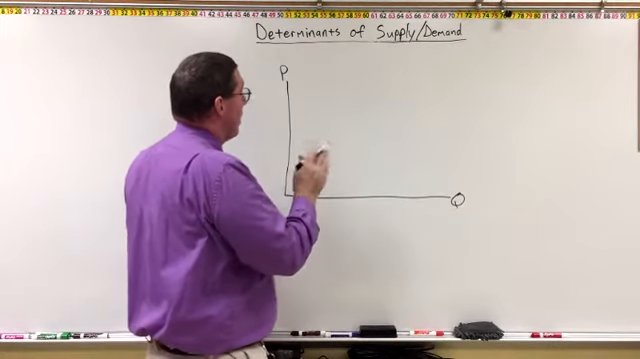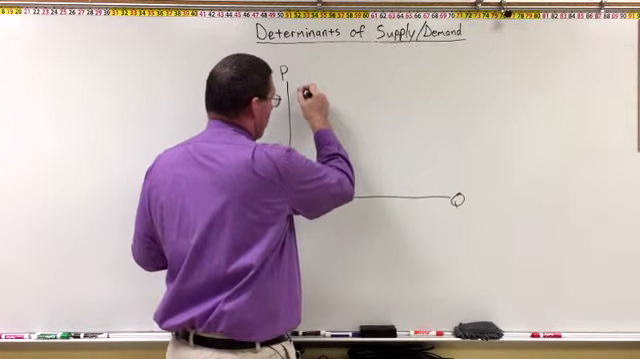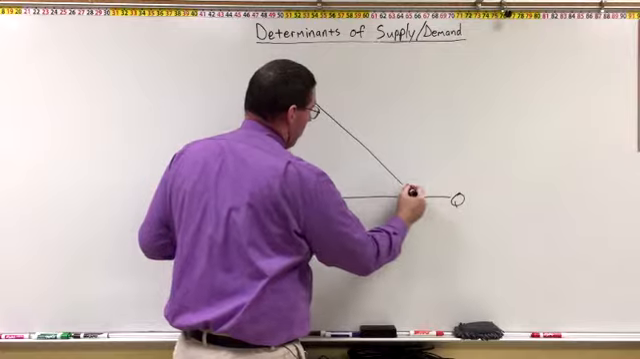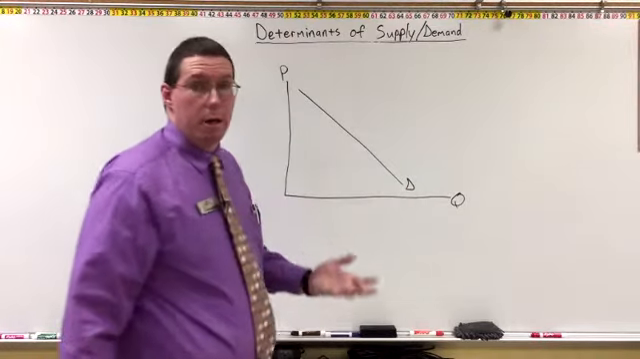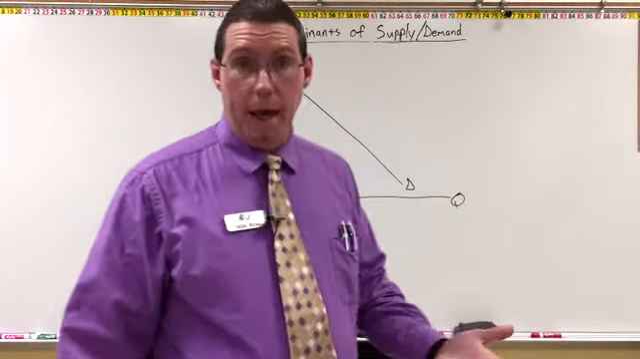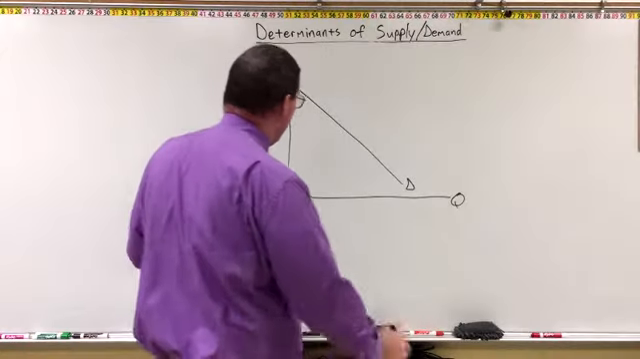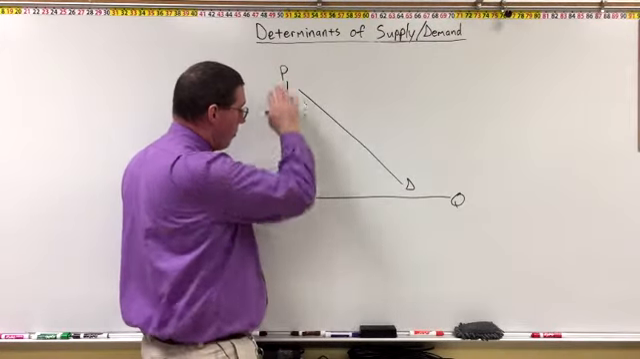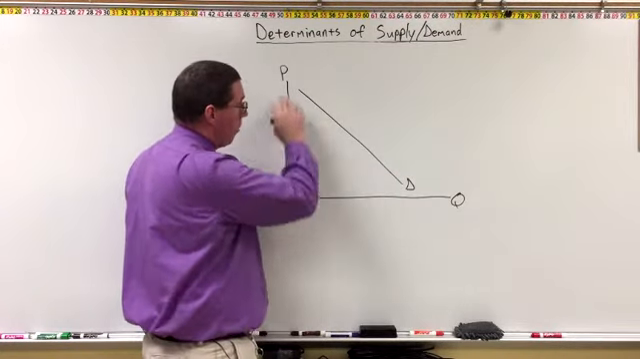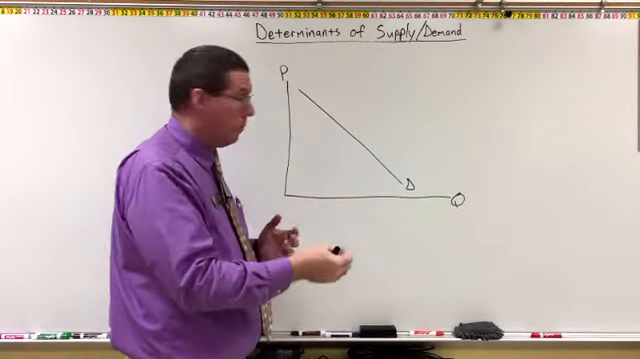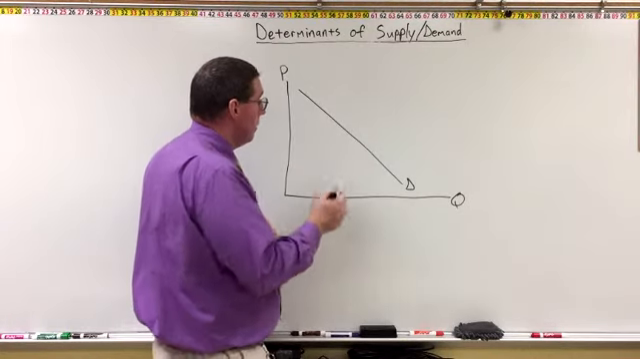And if we have a demand curve that's downward sloping, remember that the demand curve is downward sloping because of the law of demand, which says that if the price goes down, people will buy more, but if the price goes up, people will buy less. Okay, that's the law of demand.